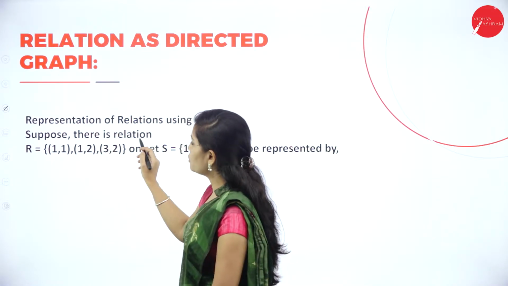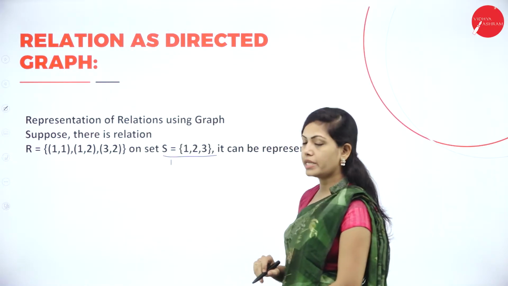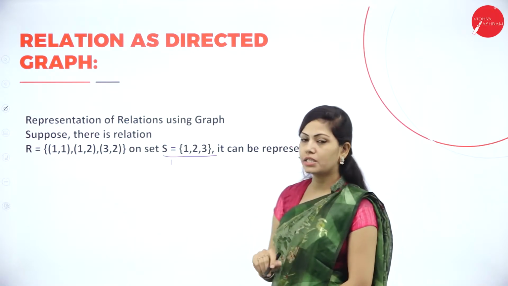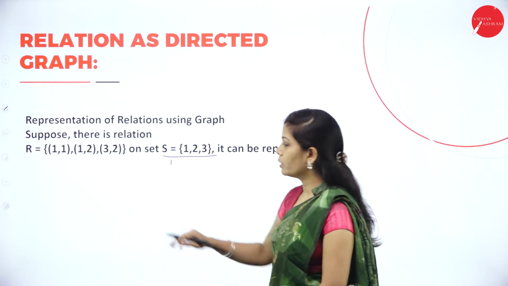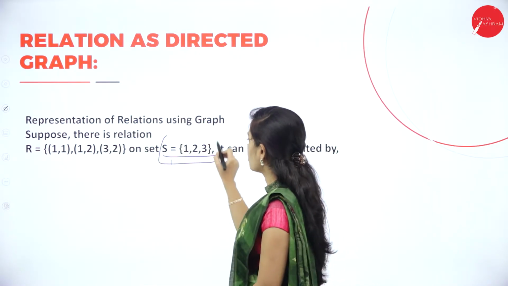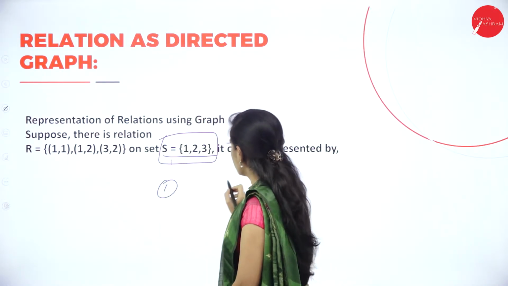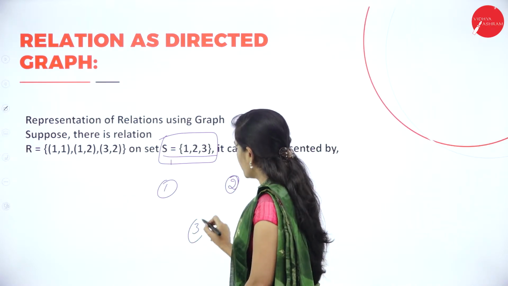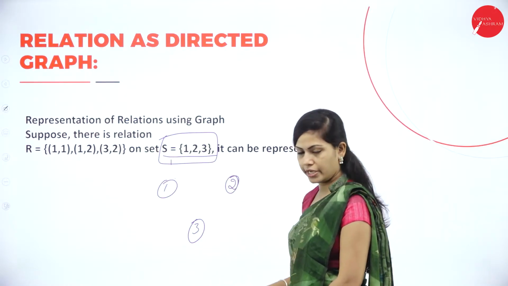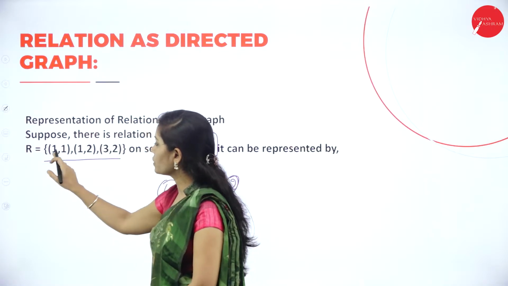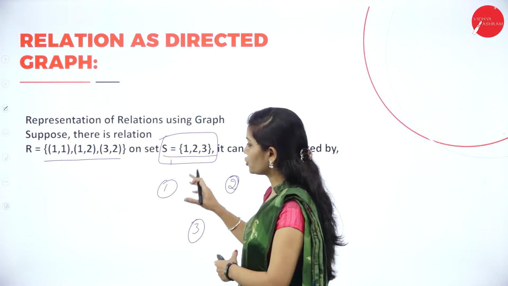Example: representation of relations using a graph. Suppose there is a relation R equal to {(1,1), (1,2), (3,2)} on the set S equal to {1, 2, 3}. In set S, I have three elements, 1, 2 and 3. The relation is R equal to (1,1), (1,2), (3,2). Using this relation, we can draw a directed graph.